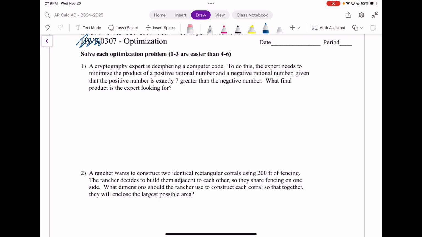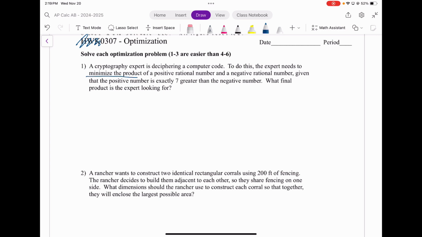So anyway, question 1. A cryptography expert is deciphering a computer code. To do this, the expert needs to minimize the product of a positive rational number and a negative rational number. Given that the positive number is exactly 7 greater than the negative number, what final product is the expert looking for?